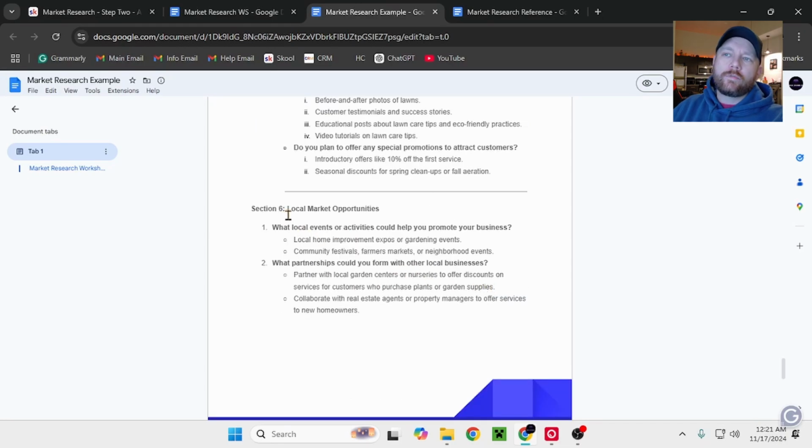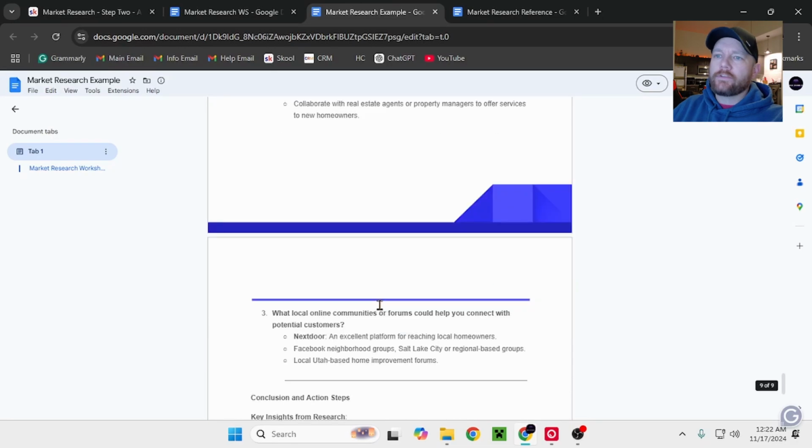So then local market opportunities. Is there anything locally that can promote your business, like home improvement expos for our lawn care company, right? Or community festivals like the farmers market or neighborhood events? And then what partnership could you form with a local business that could be to your advantage, right? So in this case, garden centers or nurseries, they give you a discount that you pass on to the customer for using their particular nursery, right? And then collaborating with real estate agents is a good one, or property managers, where the new home buyer gets 4 free mows or something like that, and you have a partnership with that real estate agent.